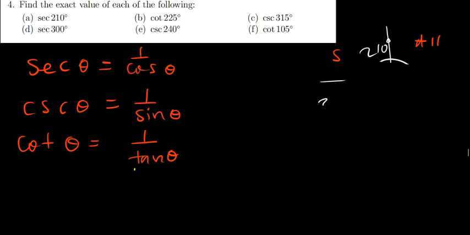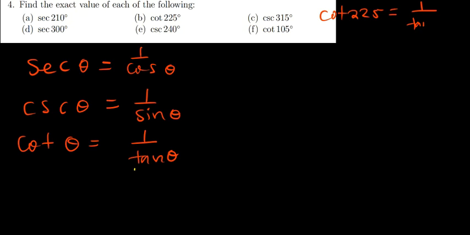So question B is saying cot. Remember cot is 1 over tan. So then we are trying to find what? We are trying to find cot 225, which is going to be the same as 1 divided by tan 225. But let's first go ahead and find the reference angle. 225 is in the third quadrant.